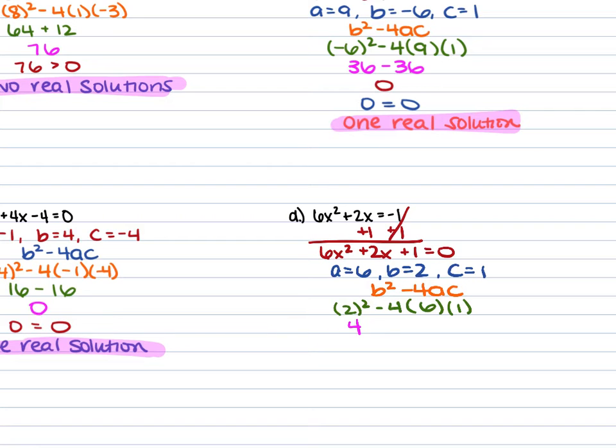2 squared is 4. Negative 4 times 6 is negative 24. Times 1 is negative 24. 4 minus 24 gives us negative 20. Negative 20 is less than 0. So we have no real solutions here.